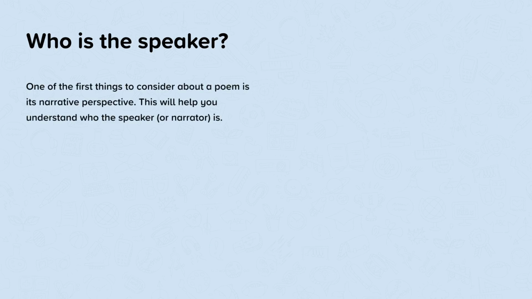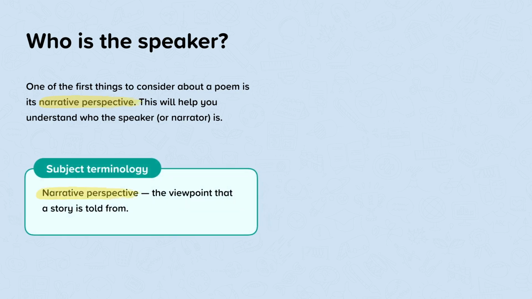Who is the speaker? One of the first things to consider about a poem is its narrative perspective. This will help you understand who the speaker, or narrator, is. Narrative perspective is the viewpoint that a story is told from, and remember, writing about narrative perspective will get you marks for structural analysis. Let's look at some structural analysis of the narrative perspective in this poem.